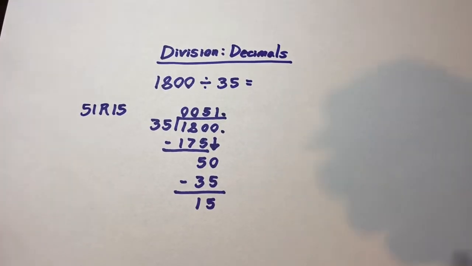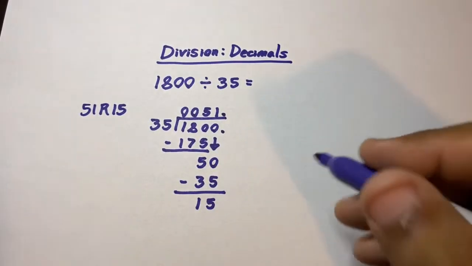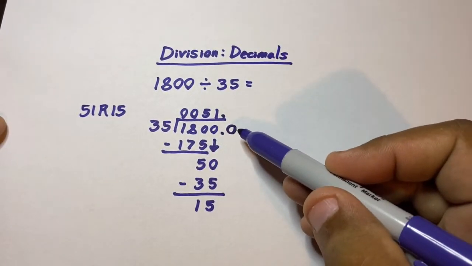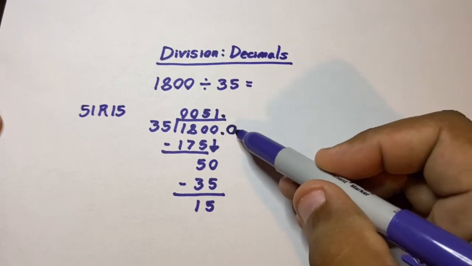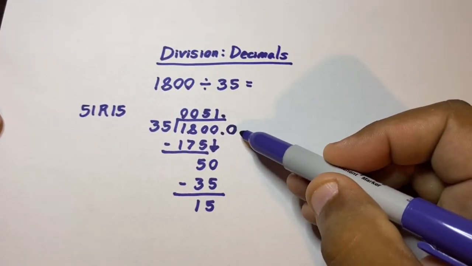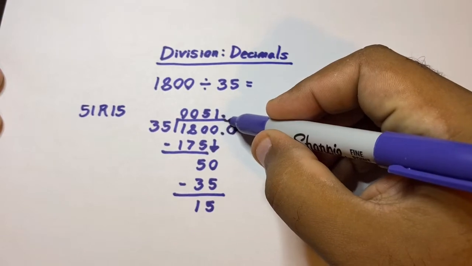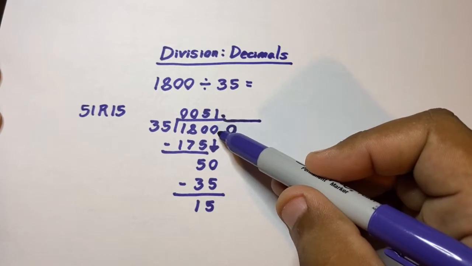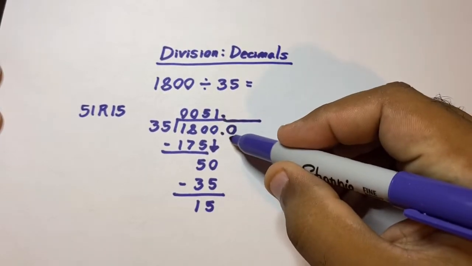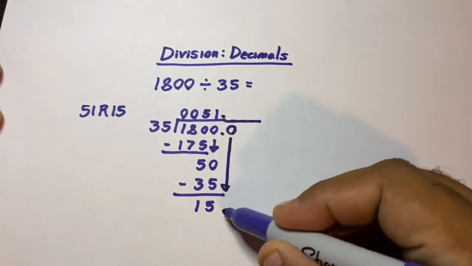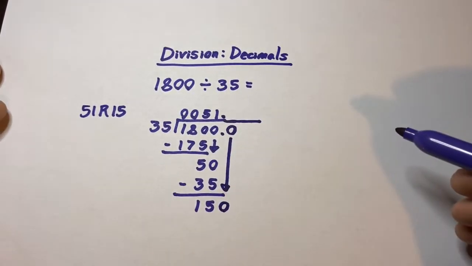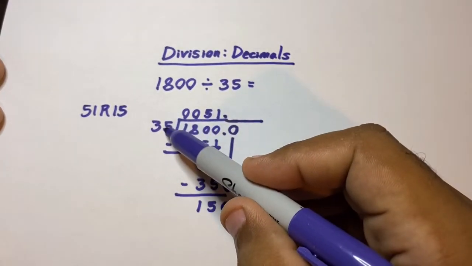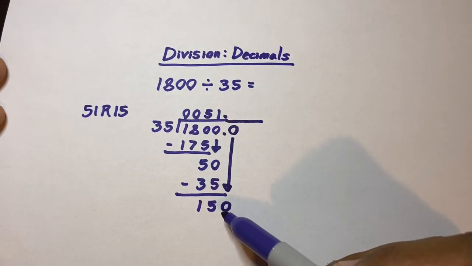Now, in order to make this into a decimal answer, you're gonna add a 0 here. Just because I put the 0 here does not mean you're gonna put it up here. This 0 only goes here, okay? So let me extend my line a little longer. Now, just like we dropped down this 0 before, we're gonna drop down this 0. This 15 now becomes a 150. Our job now is to figure out how many times 35 goes inside 150.